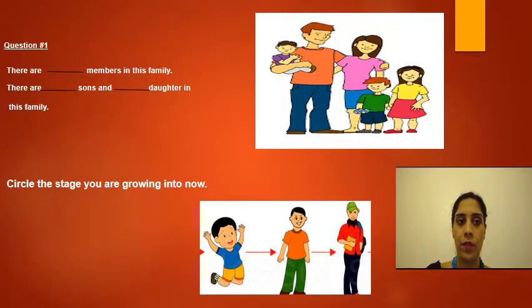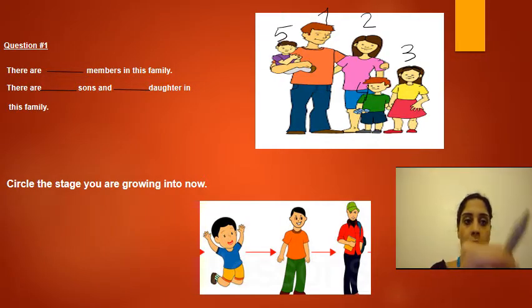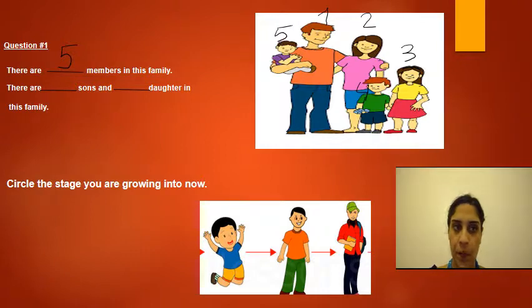Here we have the first question. There are blank members in this family. What shall we do here? We have to count in this picture how many members there are. It means how many persons are there in the picture. Let's count. This is 1, this is 2, 3, 4, and 5. It means here there are 5 members in this family.